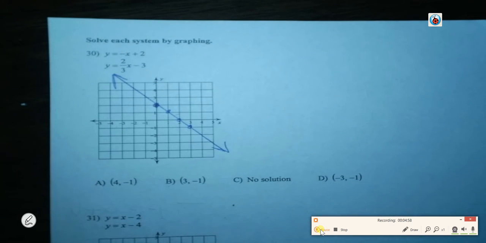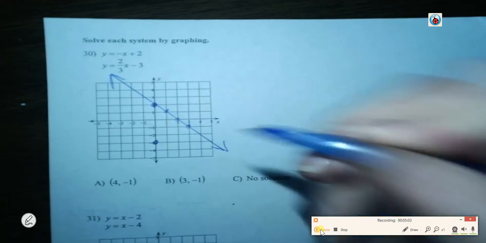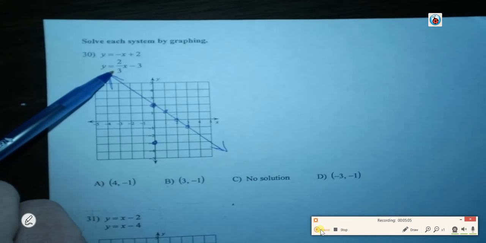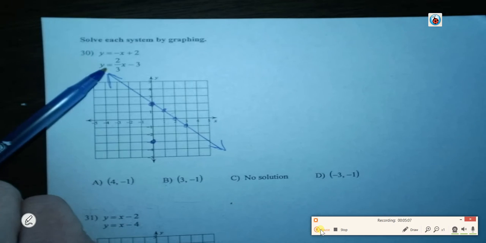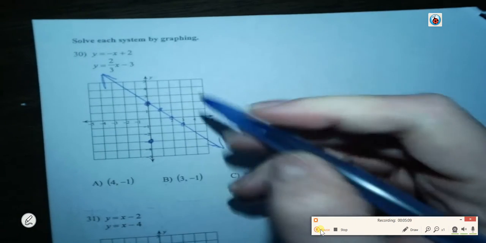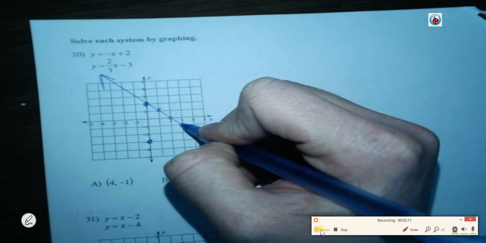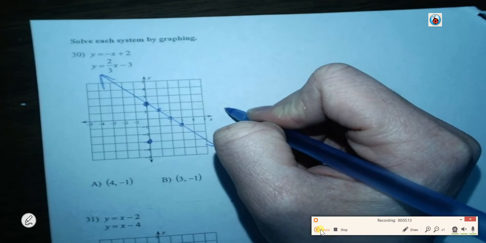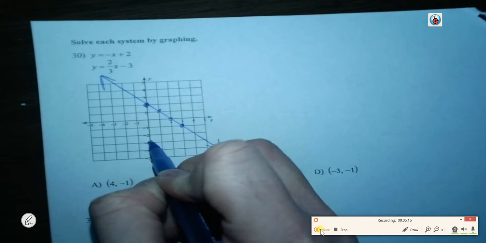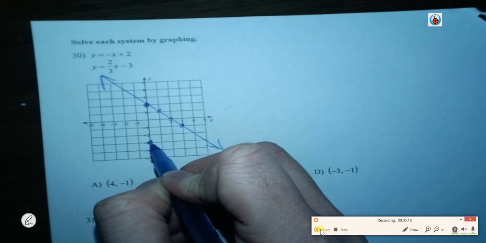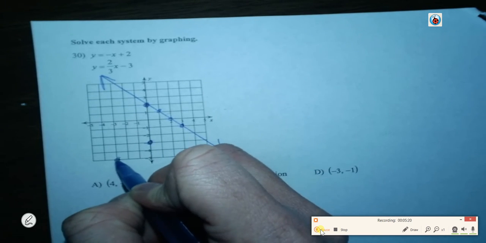The other line has a y-intercept at 0, -3. So find that point here. The slope is positive 2/3, so you're going to go up 2 and right 3. Up 2, right 3, and there's that same point. I don't have space to go up 2 and right 3 again, so I'm going to go back and do the opposite. Instead of up 2 and right 3, I'm going to go down 2 and left 3.